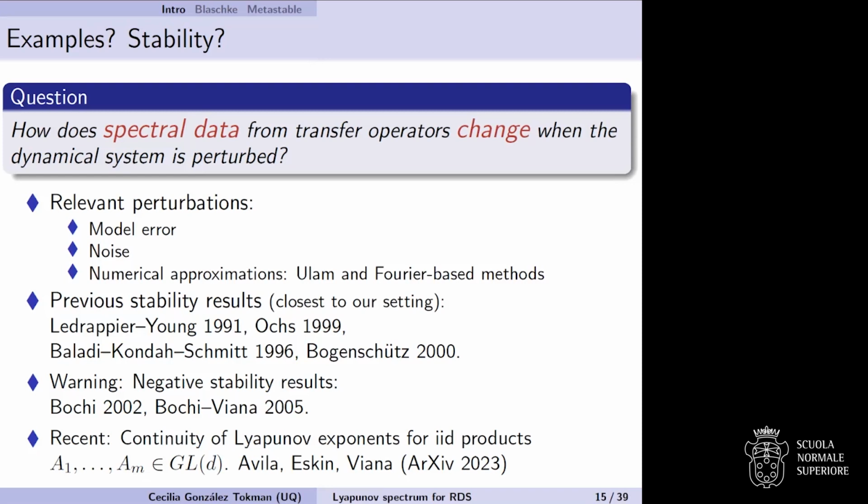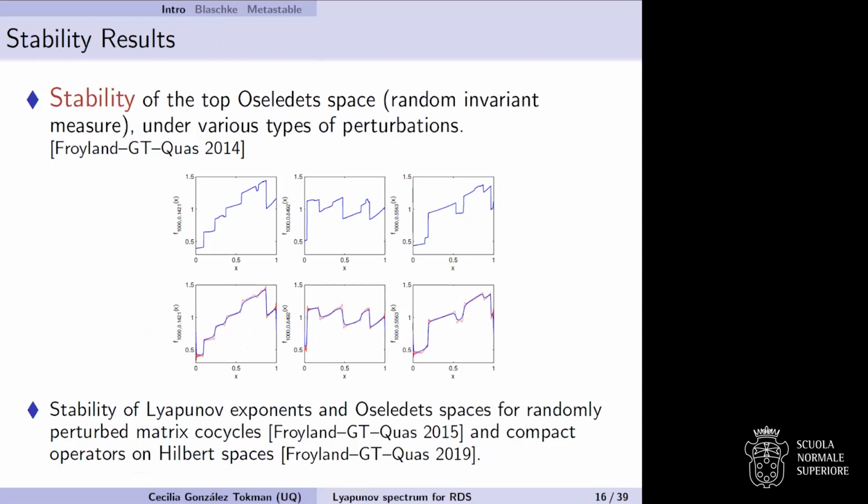But there's a difference with the case of autonomous systems in that we know there are some instability results. So in the case of autonomous systems, we usually expect stability, but it's not really the case in the case of random dynamical systems. And there are these works of Bochi and Viana showing that there are some instabilities, but stability is expected to be kind of the rule, much more general. And for instance, I think last week or the week before, there was a preprint by Avila, Eskin, and Viana about continuity of Lyapunov exponents for IID products of invertible matrices. So stability is expected to be more the rule.